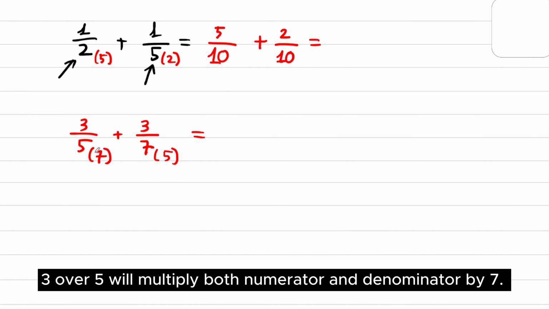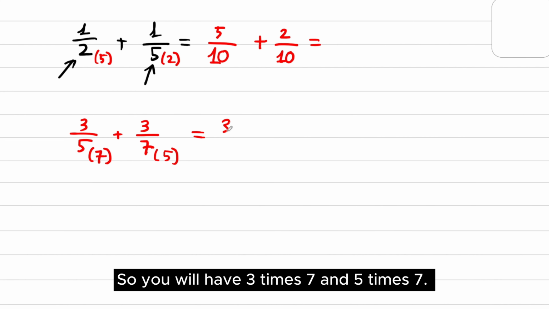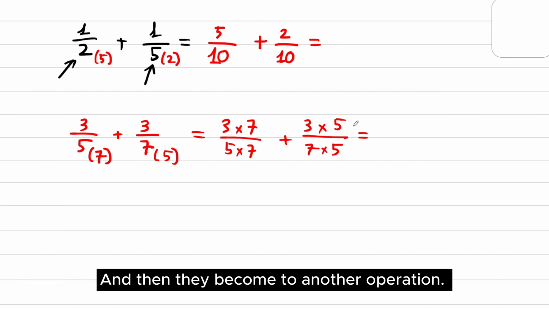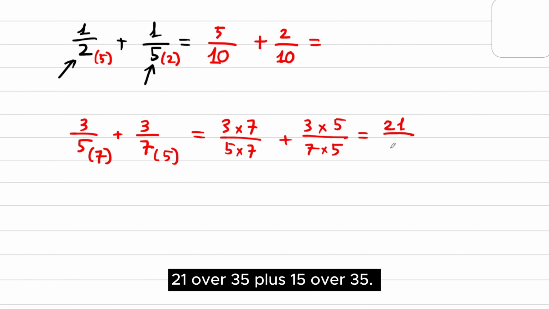3 over 5 will be multiplied, both numerator and denominator, by 7. So you will have 3 times 7 and 5 times 7. For the other one, you got 3 times 5 and 7 times 5. And then they become another operation: 21 over 35 plus 15 over 35.